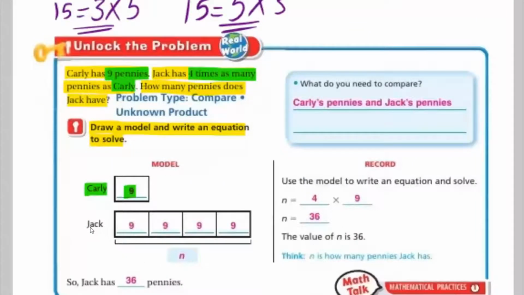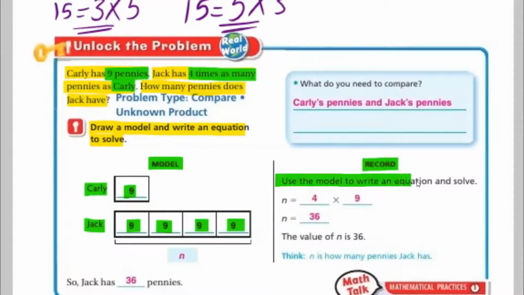And then we have Jack. Jack has 4 times as many as Carly. So we are going to repeat 9 4 times. So we are going to draw 4 blocks of 9 like that. Okay, that's how to model. Let's use the model to write an equation and solve.